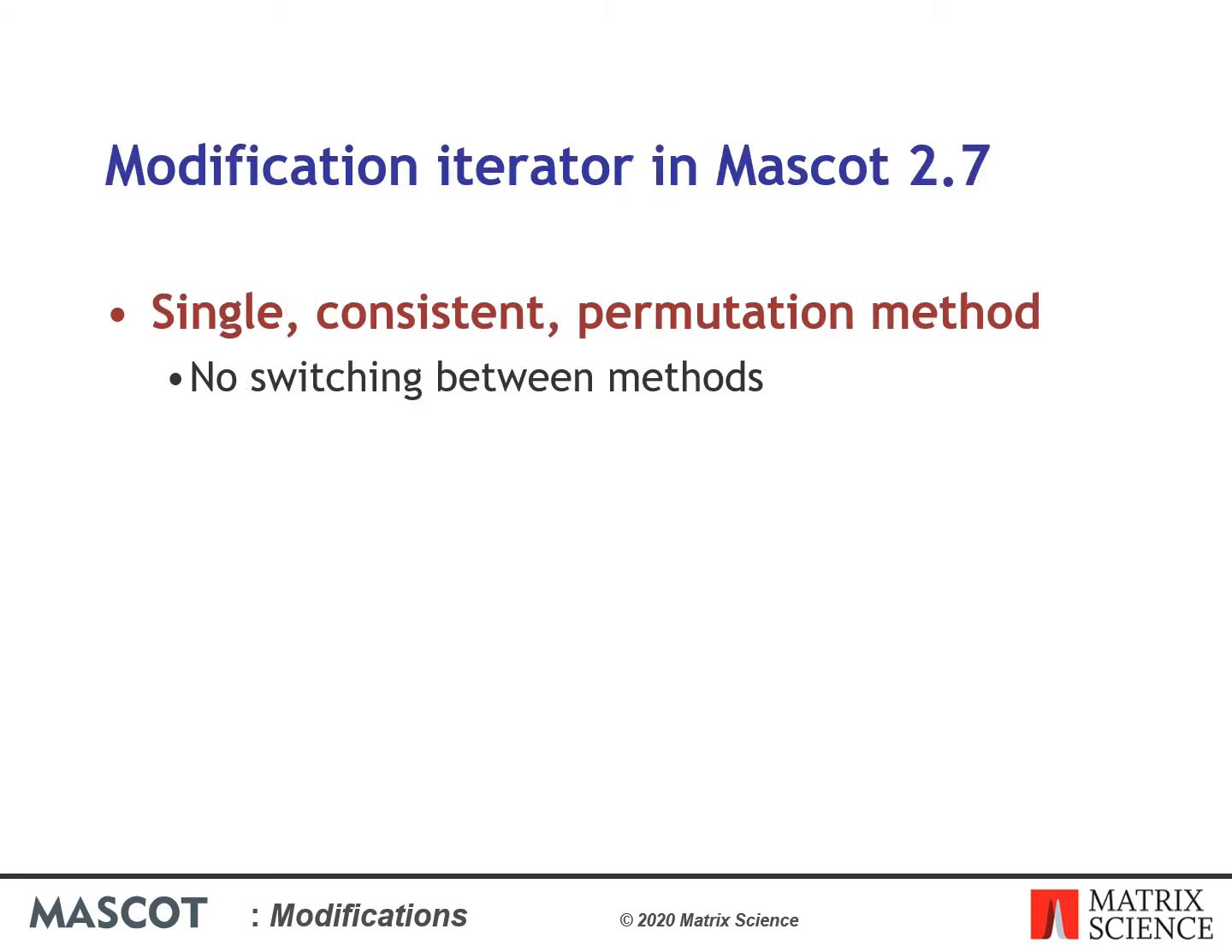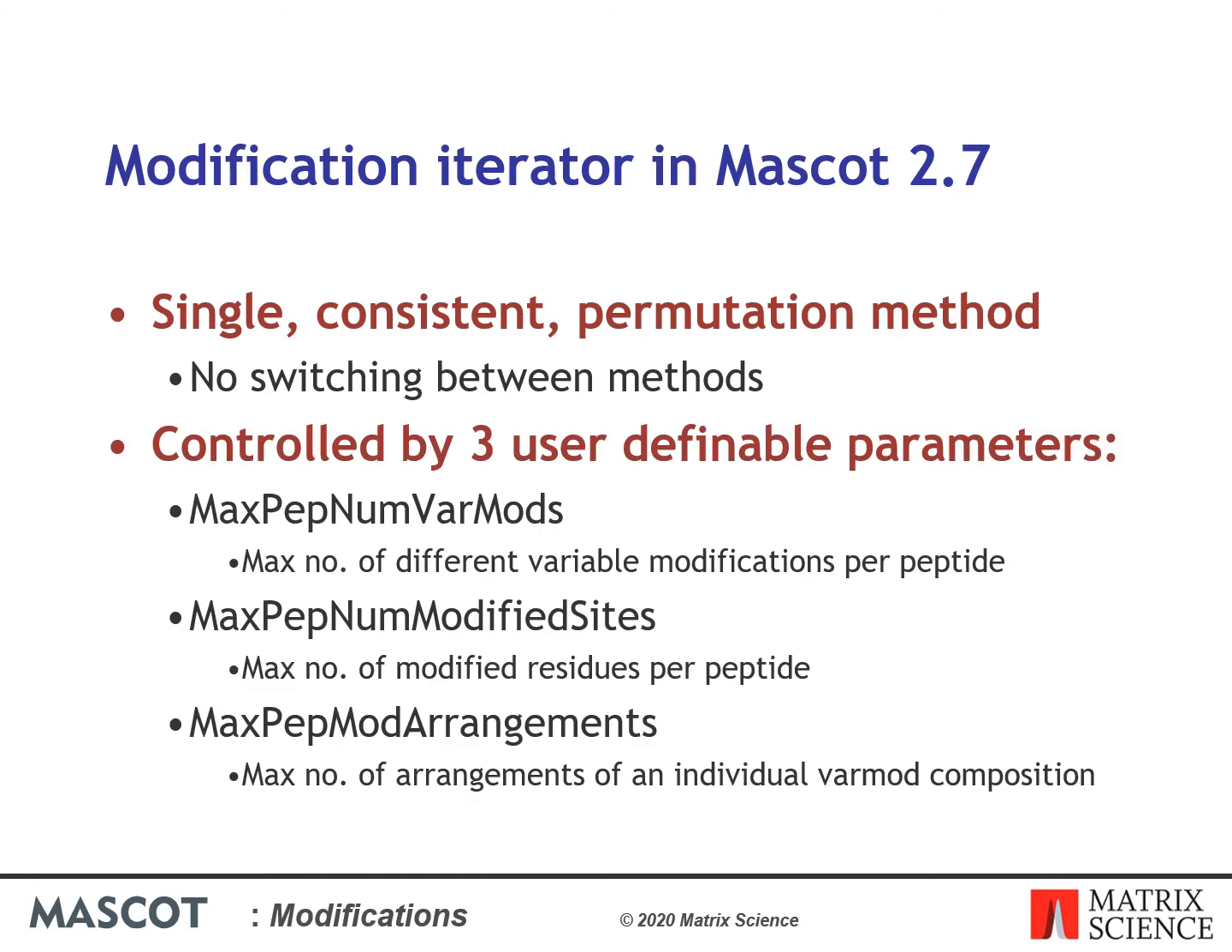We use a single, consistent permutation method. There's no switching between different methods. The new permutation iterator samples arrangements using a uniformly random scheme. The operation of this is controlled by 3 user-definable settings. Max pep num var mods. This specifies the maximum number of different variable modifications which can be applied to a peptide.